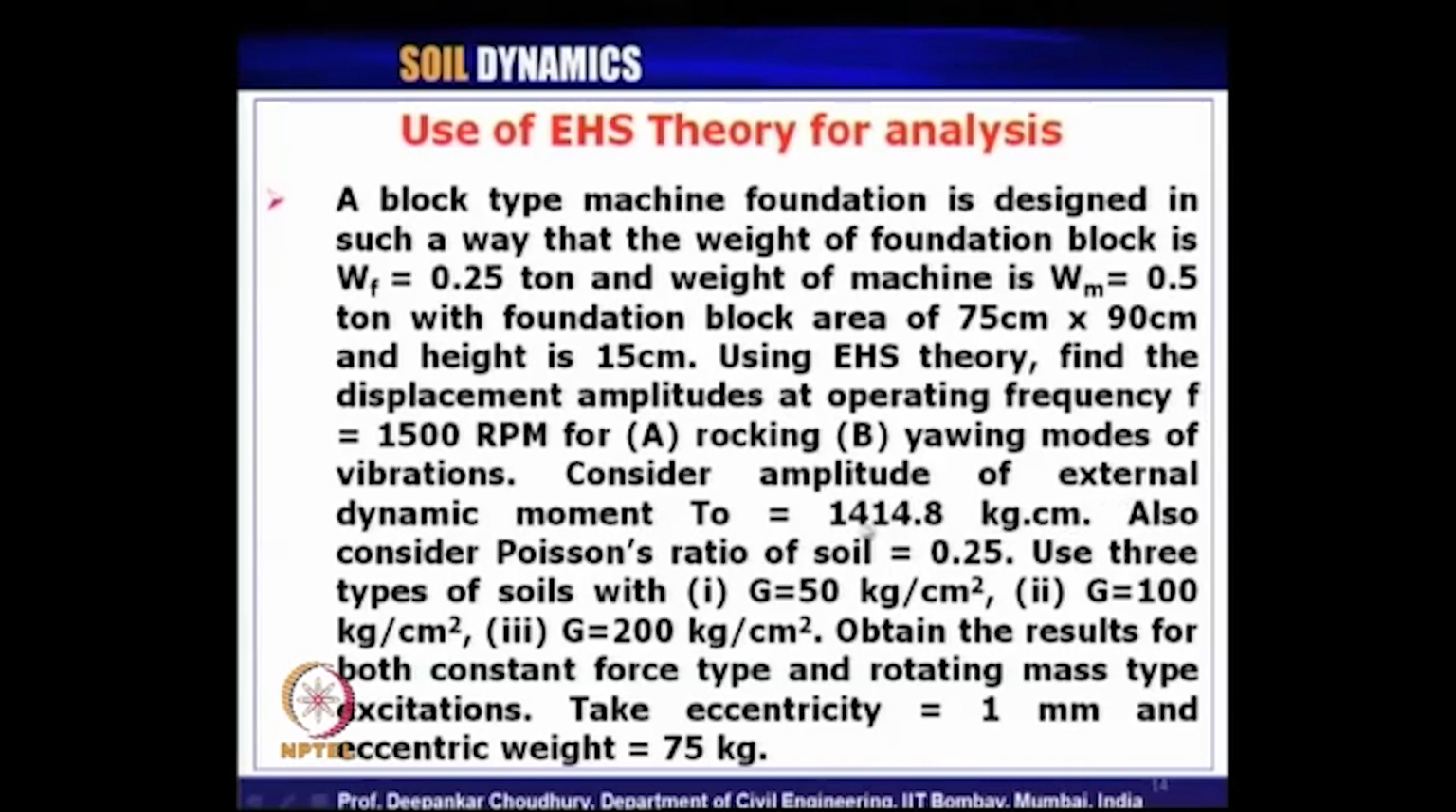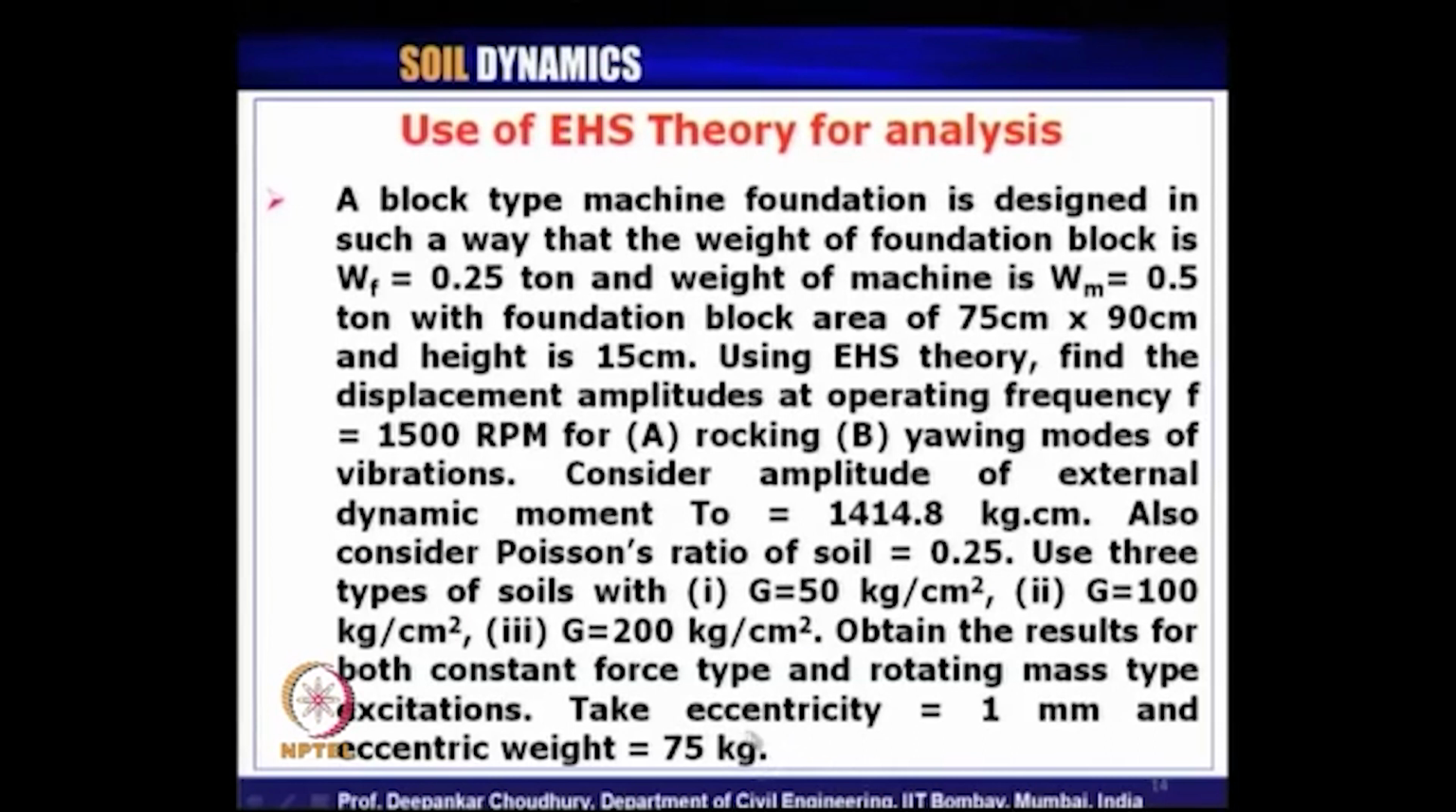So, that amplitude of external dynamic moment is given to us as 1418.8 kg force centimeter. Remaining all other things like the previous problem, that is Poisson's ratio is considered for all types of soil as 0.25, and the three types of soil for which we need to compute this displacement amplitude are with G value, shear modulus, as 50 kg force per centimeter square, another is 100 kg per centimeter square, another is 200 kg per centimeter square, and obtain the results for both constant force type as well as rotating mass type excitation.